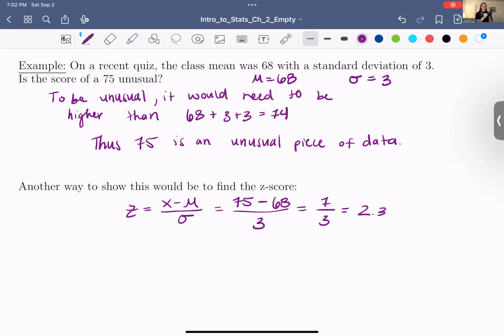That's 2.3333, those are repeating, but we'll just write 4 of them there. All right, this is greater than 2, meaning the data value is more than 2 standard deviations above the mean. So since it's bigger than 2, the data value is considered unusual.